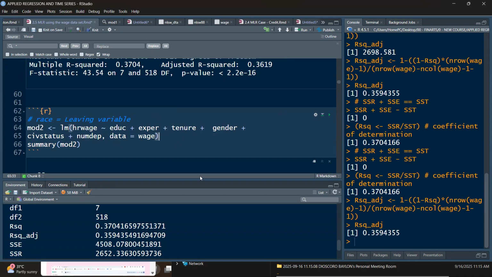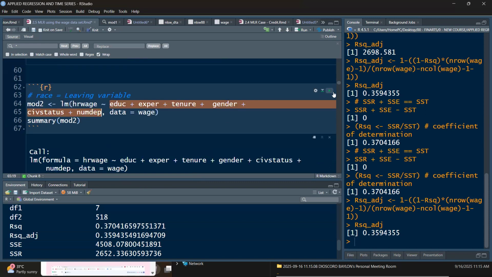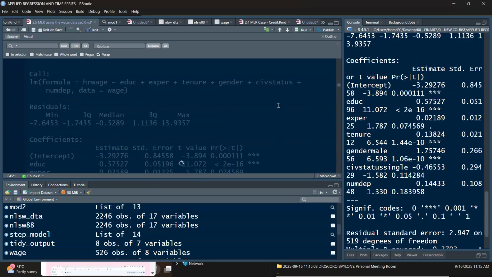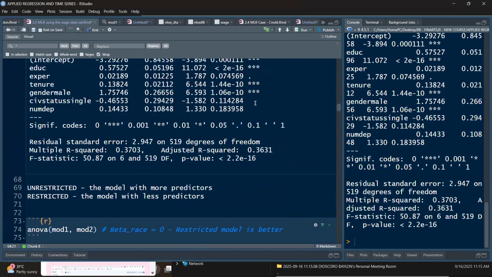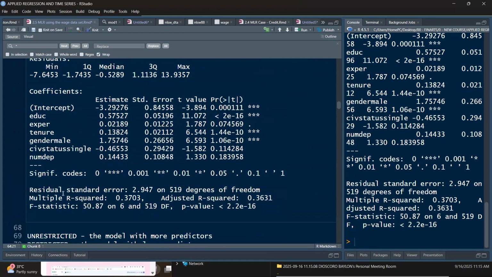Okay, so in this next model, what we did was to get model number 2, LM. Then we removed race here. So from 7, we have now 6 variables. And once again, we run model number 2. And what do we have? We have now another solution. The multiple R squared, notice it went down. Okay, because initially there were 7 predictors, but the multiple R squared will go down if we remove variables.